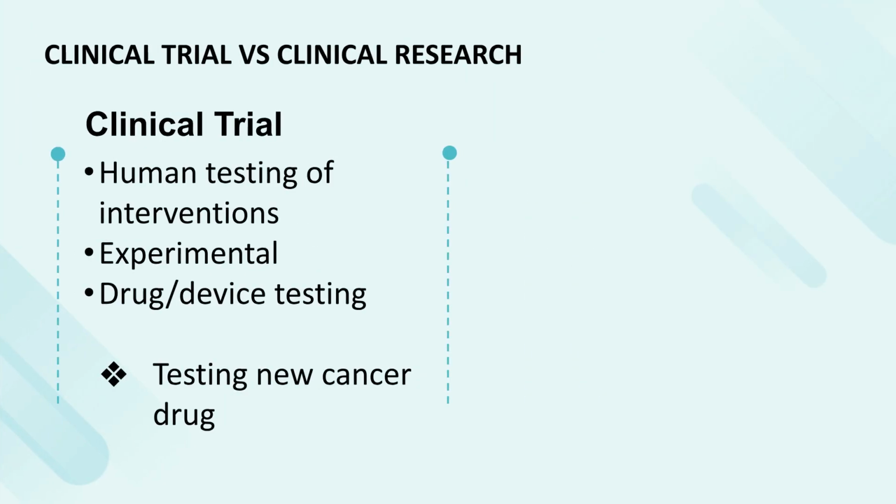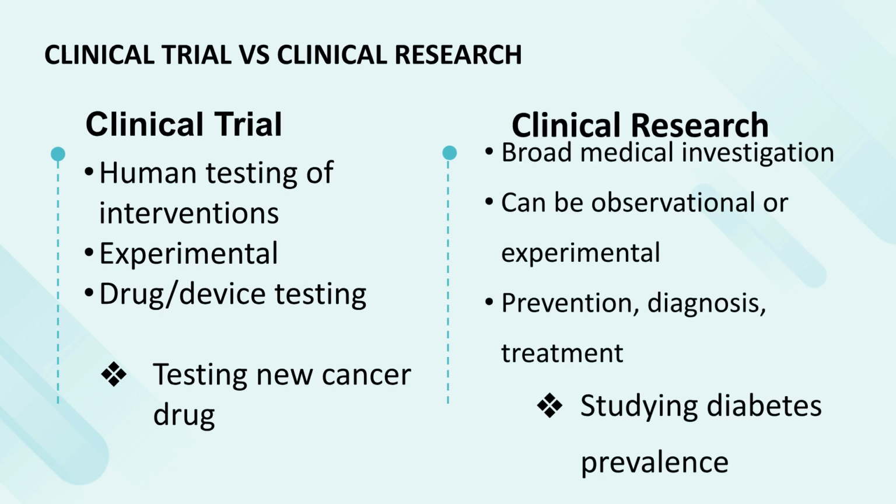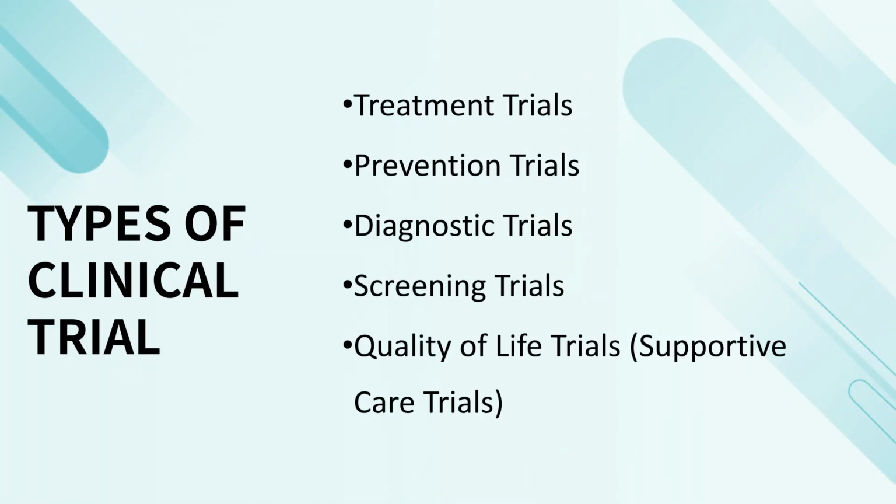Clinical trials involve human testing of experimental interventions, like drugs or experimental devices, covering prevention, diagnosis, and treatment. Therefore, all clinical trials are clinical research, but not all clinical research are clinical trials. There are several types of clinical trials, including treatment trials, prevention trials, diagnostic trials, screening trials, and quality of life trials, also known as supportive care trials.